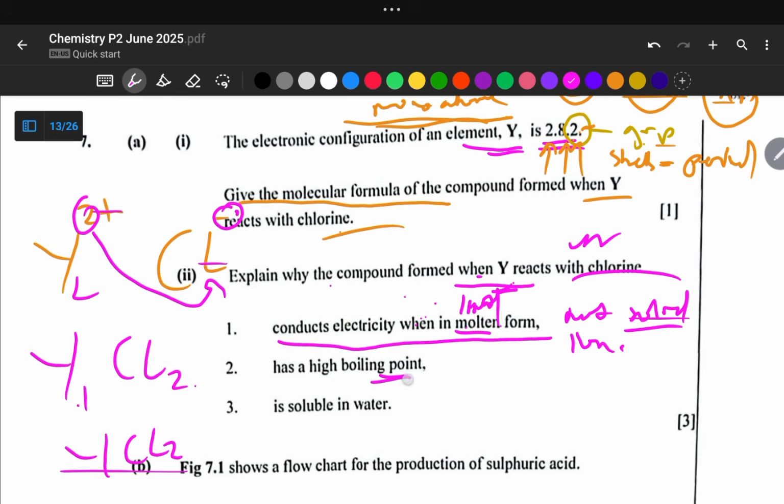And then for high boiling point, we explained that boiling point is governed by the forces holding the particles within the lattice structure. So if we are told that a chemical substance has got a high melting point, it simply means the forces holding the particles in the lattice structure are strong. That's why we require high temperatures. That's why we have a high boiling point. So here we have stronger ionic forces, electrostatic forces of attraction between the oppositely charged ions, the cation and the anion.